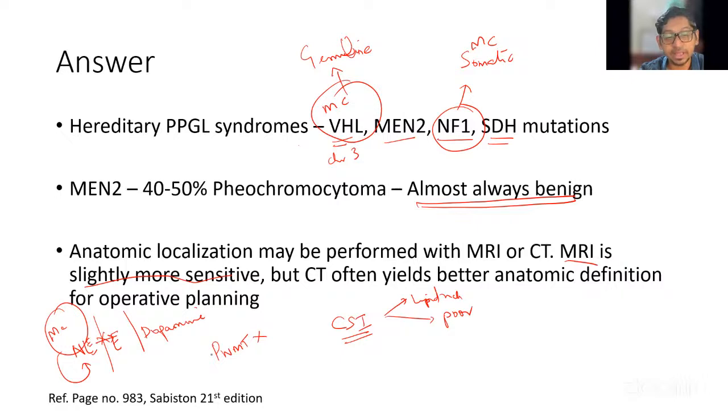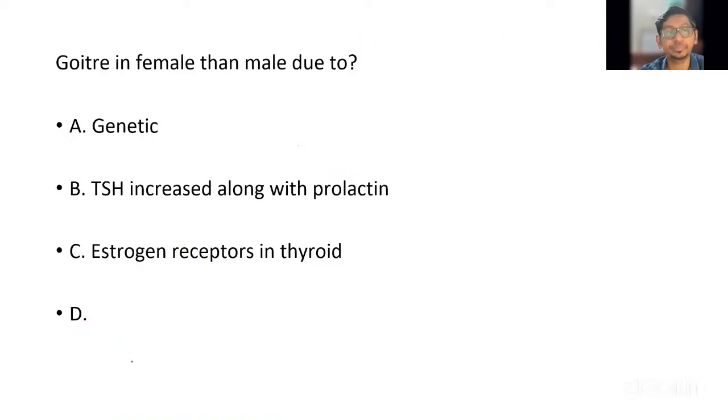Dopamine can be secreted in some tumors, especially in children. They are more dopamine secreting tumors, and usually with these dopamine secreting tumors there is no hypertension. They tend to be normotensive, whereas norepinephrine and epinephrine secreting tumors are usually hypertensive. So these are a few interesting things that you need to know about pheochromocytoma.